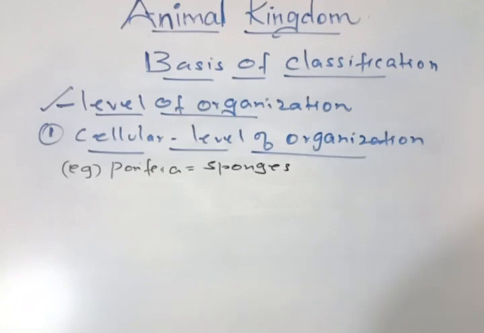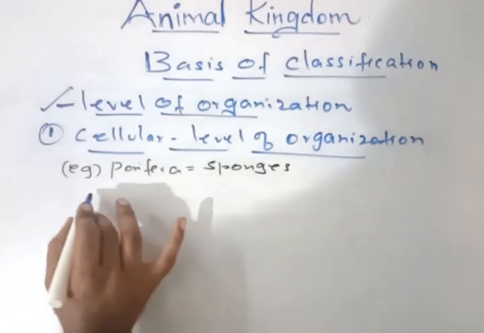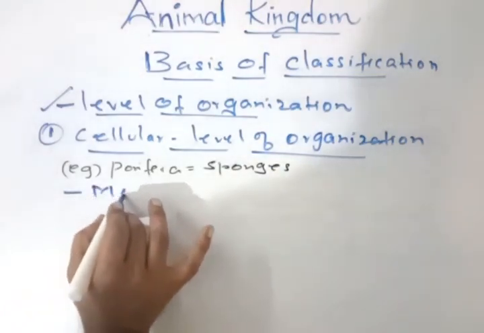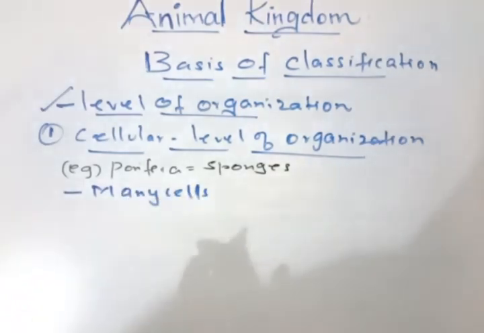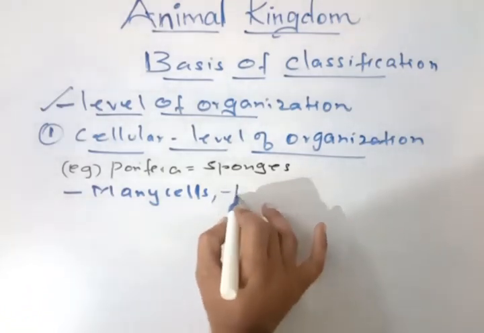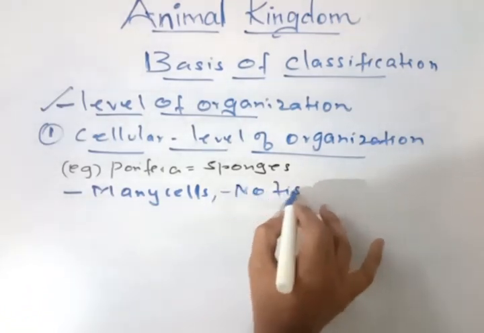Now here, when you talk about cellular level of organization, it is seen only in the Porifera. So in sponges, the body contains many cells. Every point is important. Clearly understand: the body of the sponges is made up of many cells. Many cells, but even so, you cannot find tissue. So there is no tissue.